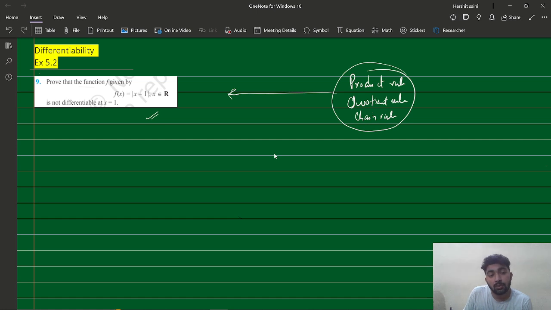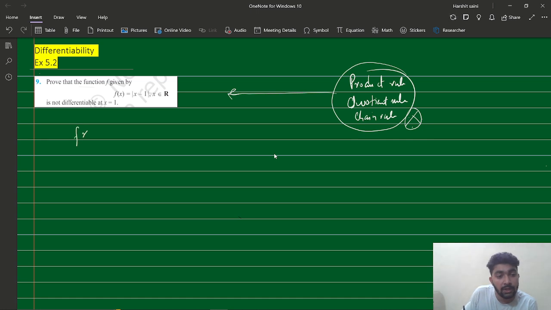For differentiability, as we need to prove that the function is not differentiable, we need to go by the actual definition. None of these methods is applicable here. We need to go by the LHD and RHD, the left hand derivative and right hand derivative, at x equal to 1. We need to evaluate them. How can we evaluate? You can see here.